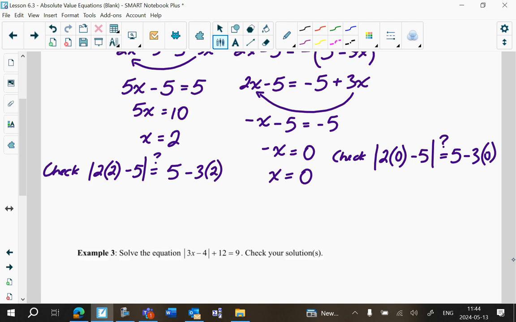2 times 2 is 4, minus 5 is negative 1. What's the absolute value of negative 1? 1. And what is 5 minus 3 times 2? Minus 1. No good. It's gone.